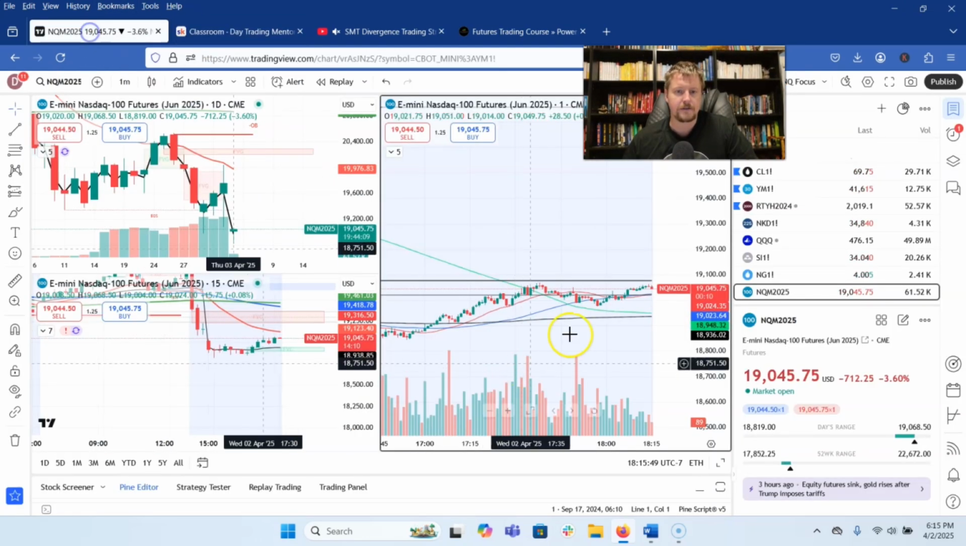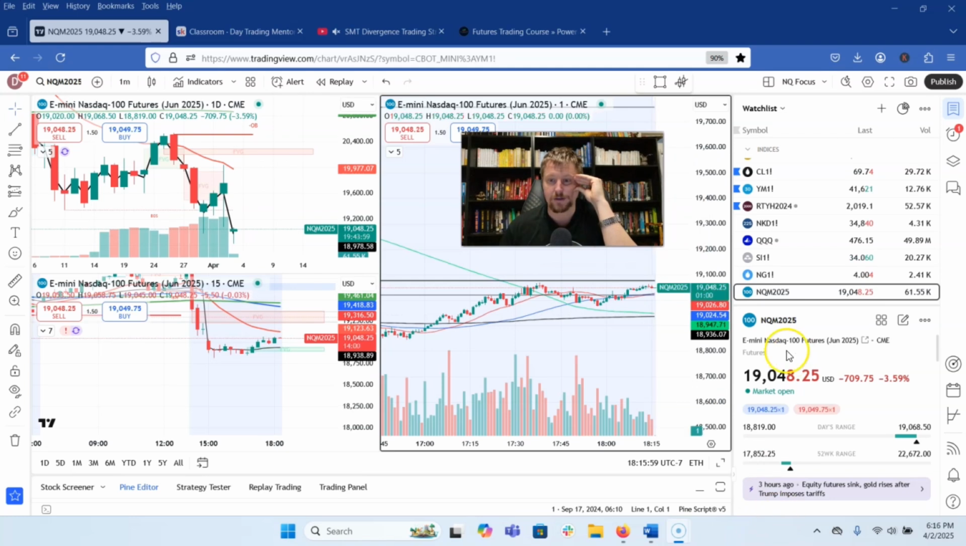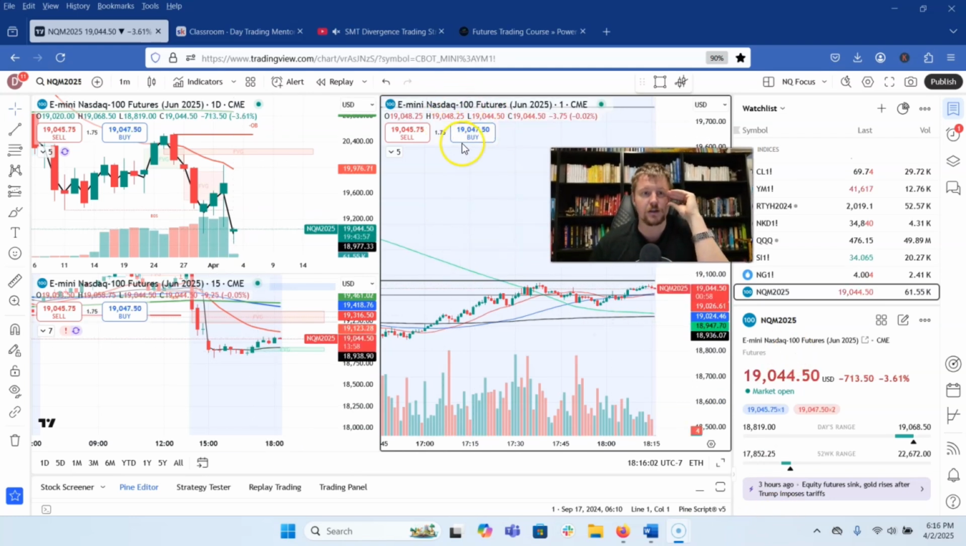Trading strategies. Okay, so let's get into the 15-minute orb. The software I'm going to be showing you how to do this on is called TradingView. If you're not using TradingView, I don't know what you're doing, but I highly recommend it. And we're going to be looking at the NQ.